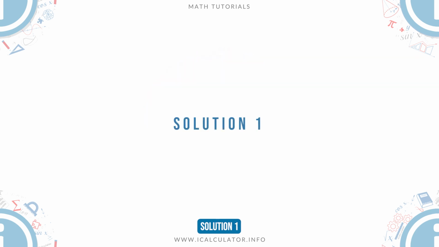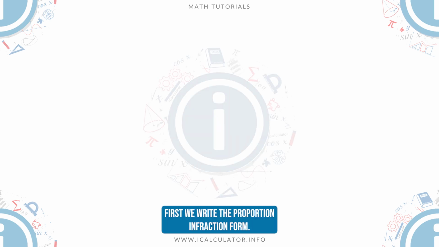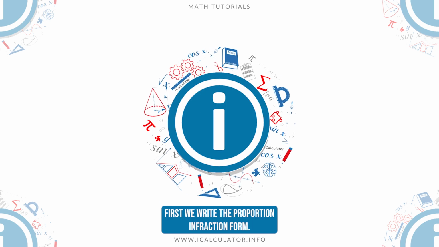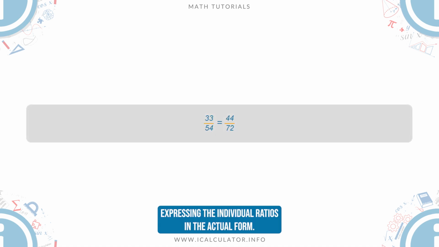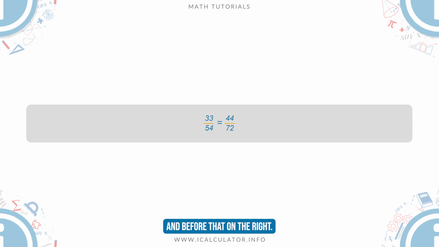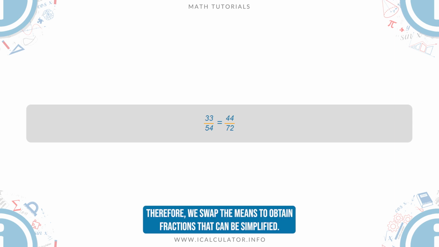Solution 1. First, we write the proportion in fraction form. We obtain the following shown on screen. We cannot simplify the fractions expressing the individual ratios in the actual form. Thus, we can simplify by 3 the fraction on the left and by 4 that on the right. Therefore, we swap the means to obtain fractions that can be simplified.